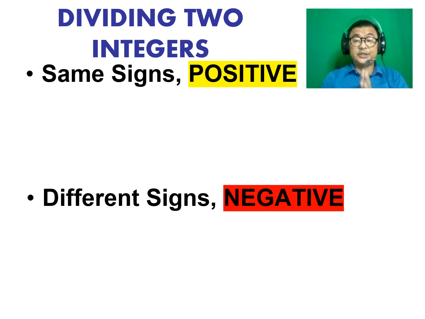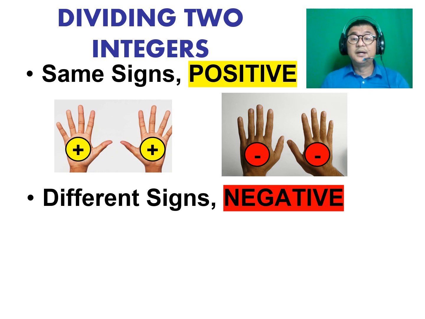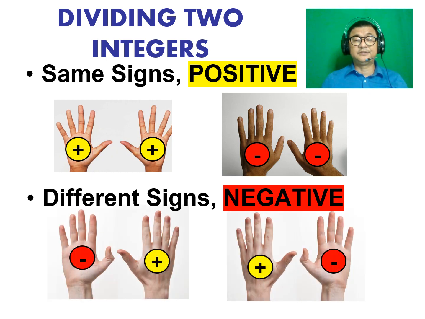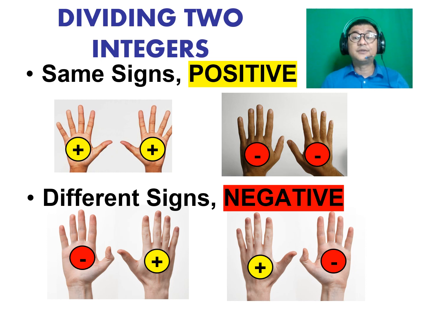So now let's generalize. It's the same as multiplication rules. What did you say? Same signs positive. Do the hand movement. Same signs positive. Do it yourself. Same signs positive. Now, how about the different sign? Look at my hands. Different signs negative. Do it yourself. Different signs negative. Thank you for doing it.